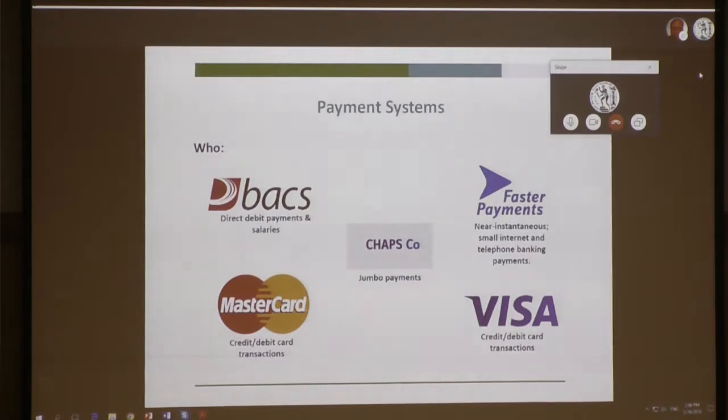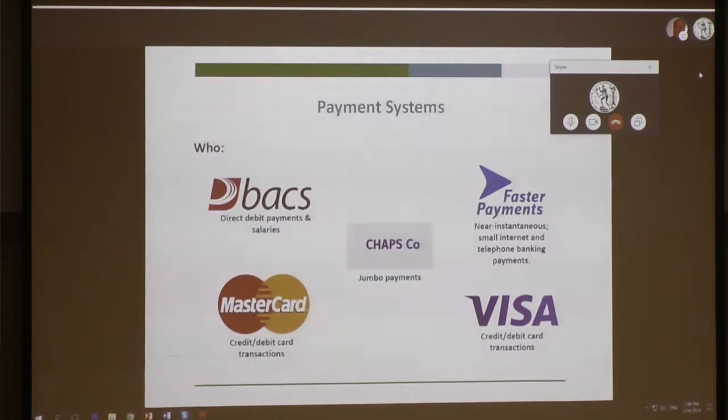For example, MasterCard and Visa are used to make credit and debit card payments and transactions, and other payment systems are used for different purposes. PAX, on the upper left corner of this slide, is used to pay people's salaries, for example. And Faster Payments is used to make bank-to-bank instantaneous transfers. What we're going to focus on today, the example I'm going to give you, is the payment system right in the middle. It's CHAPS, and this is a system that's used to make very large value payments.